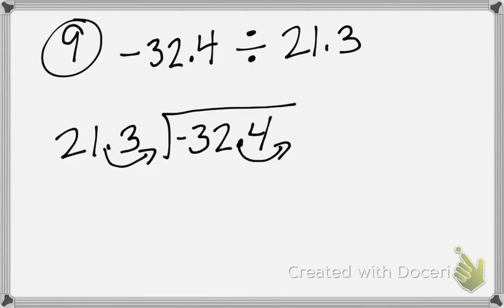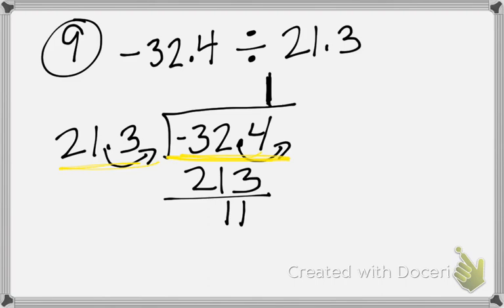Now 213 will go into 324 once. I need to be careful about the way I've got my numbers lined up because since 213 goes into that entire number, 324, that 1 needs to be there over the 4. Then I need to go back and multiply. 1 times 213 is 213. I have a 111 as a remainder. Can't leave remainders with decimals, so I'm going to have to add a 0 here and then bring it down.